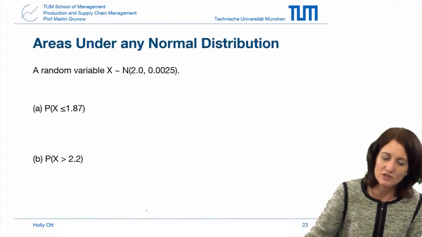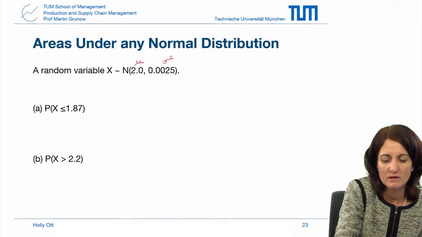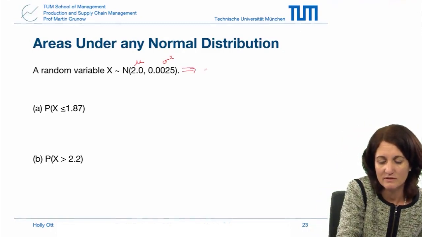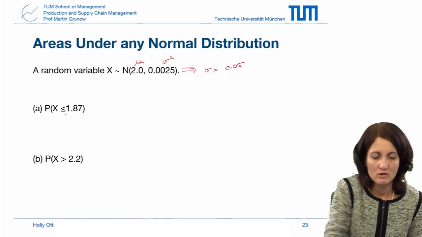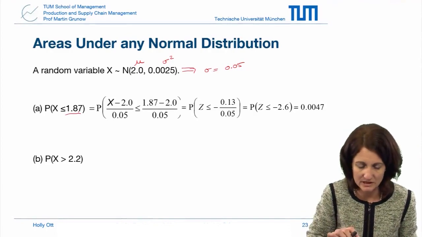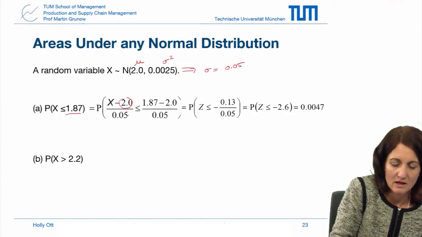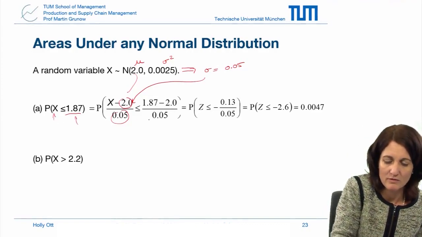Let's do an example. So, a random variable, normally distributed with mean equals 2, and variance equals 0.0025. This, of course, will give us a standard deviation equal to 0.05. Take the square root. Now, we're interested in the proportion of our population that is below 1.87. So what we're going to do is our conversion. Now, it looks like a lot, but it's not. We're going to subtract from every value of x the mean, 2.0, and divide by the standard deviation. So we do this for our x, and we do it for our 1.87.